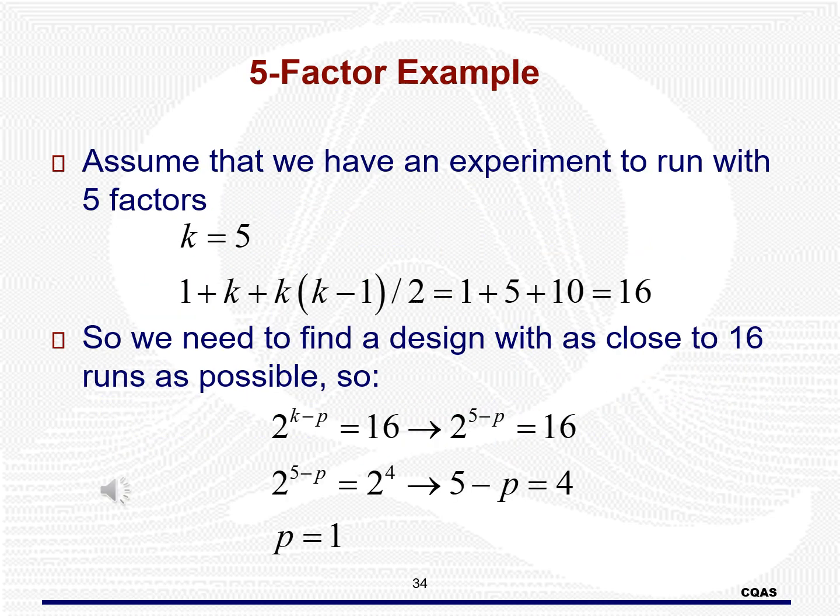Here is an example for k equals 5. We need a total of 16 runs. Since we have 5 factors, we can plug what we know into the equality above and solve for p. In this case we need a half fraction or p equals 1.